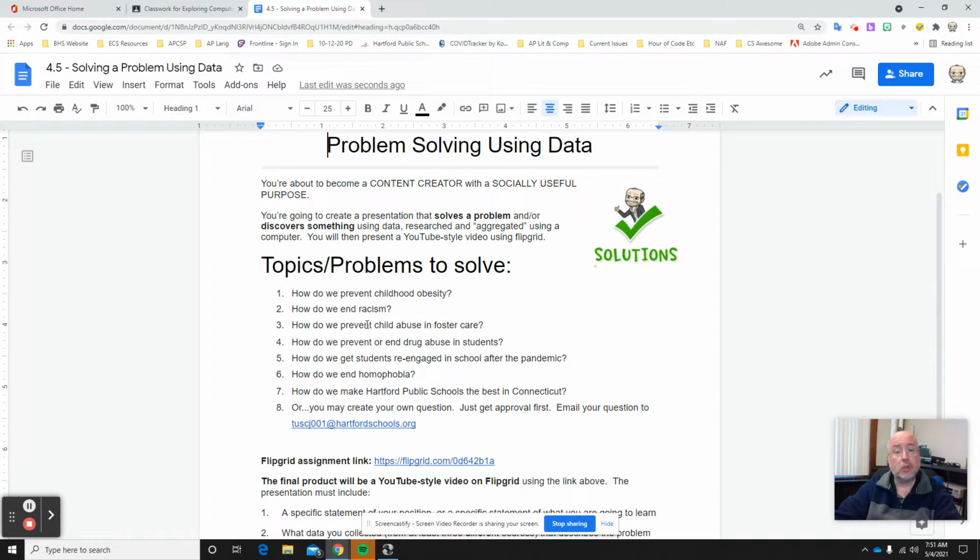I gave you 7 suggestions, but you don't have to take my suggestions if you have one of your own, as long as you get it approved. The kinds of things you're going to look at are: how do you prevent childhood obesity, or end racism, or child abuse in foster care, or end drug abuse, or how do we get students re-engaged in school after the pandemic, or make Hartford Public Schools the best in Connecticut, or end homophobia, or any of those things that would make our society a better place. You may also create your own question, and you can email that to me if you want to put up your own question. That's also fine.